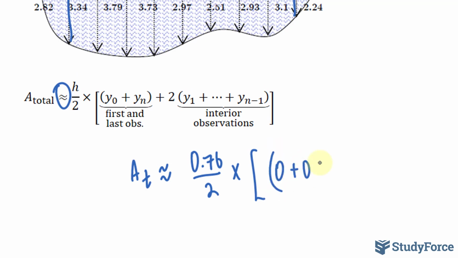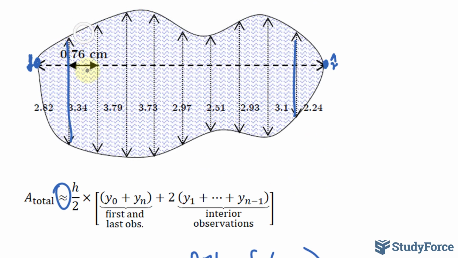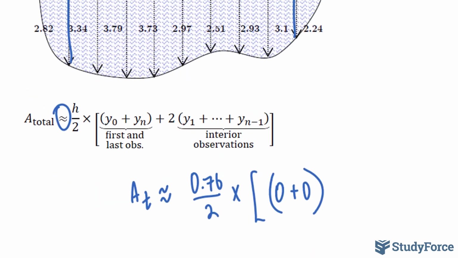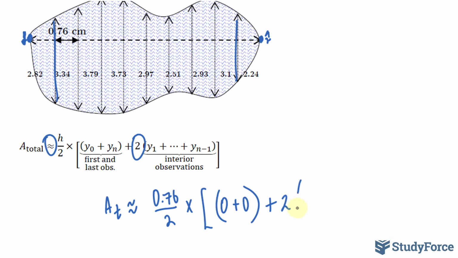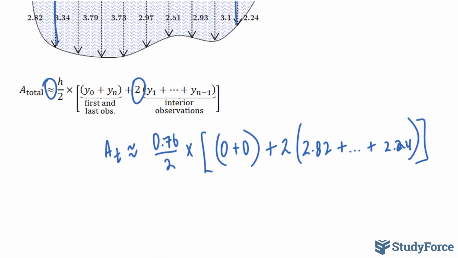0 plus 0. And all of those measurements within are referred to as your interior observations. Don't forget they all get multiplied by 2. So plus 2 multiply 2, all of those observations summed up, starting with 2.82 all the way to 2.24. Now for simplicity, I've skipped writing out all those numbers, but they do need to be included when you do the calculation. So I'll go ahead and show you how to do this on your calculator.